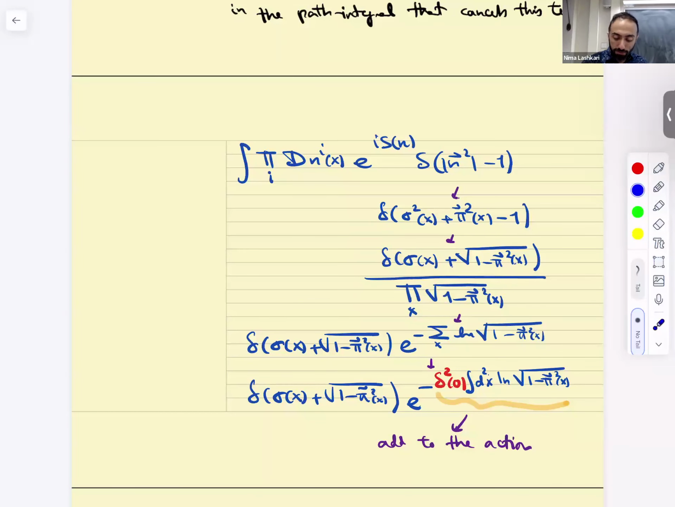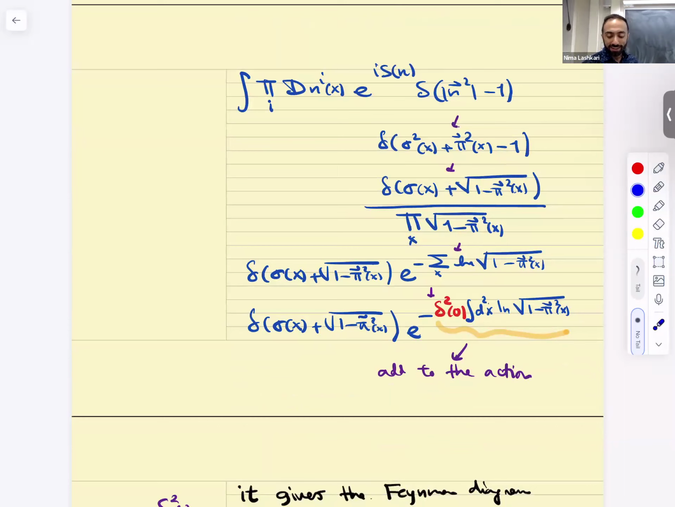So let's deal with it. Bring this out. This is e to the power of minus sum over x of log of square root of 1 minus pi squared. I'm going to try to view it as a term in the action that I was sloppy about. In the continuum limit, this turns into the integral of d2x, ln of this term, times the two-dimensional Dirac delta function at 0. This is called a contact term. So I encourage you to go through these two lines of algebra very slowly to see where this Dirac delta function comes from. It's called a contact term because of the Dirac delta function.